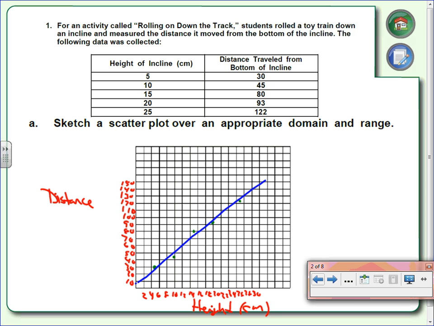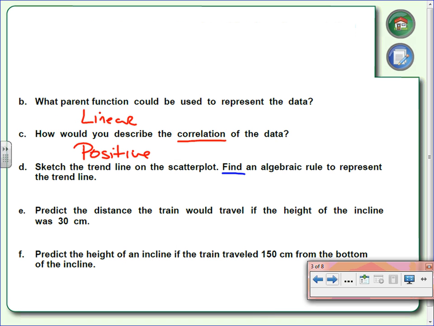Remember, once you have that in L1 and L2, what we do next is we go to stat calc, and you've got to remember which number we use. Number 4, linear regression. So select number 4. Remember, you are going to have to hit enter a couple of times before it gives you the equation. And what we should see is an equation that looks something like this. Y equals blank x plus blank.